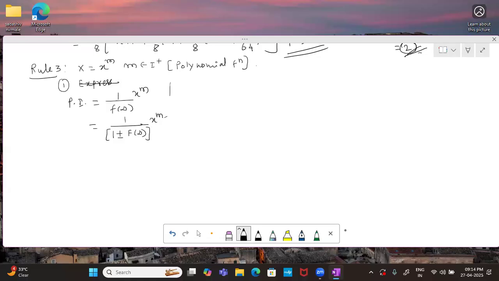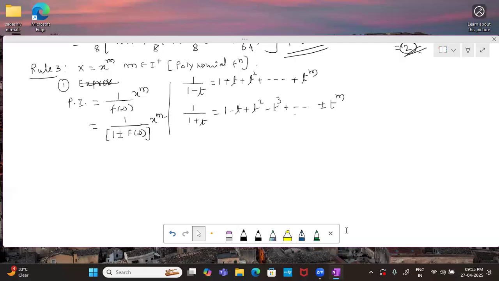x raised to m. Then expand this expression by the binomial theorem. 1 upon 1 minus t is 1 plus t plus t square and so on up to t raised to m, where m is the maximum power of x. 1 upon 1 plus t is 1 minus t plus t square minus t cube, and so on, up to plus or minus t raised to m, m being the power of x or the degree of the polynomial. Expand by these two theorems and operate. That is rule 1.